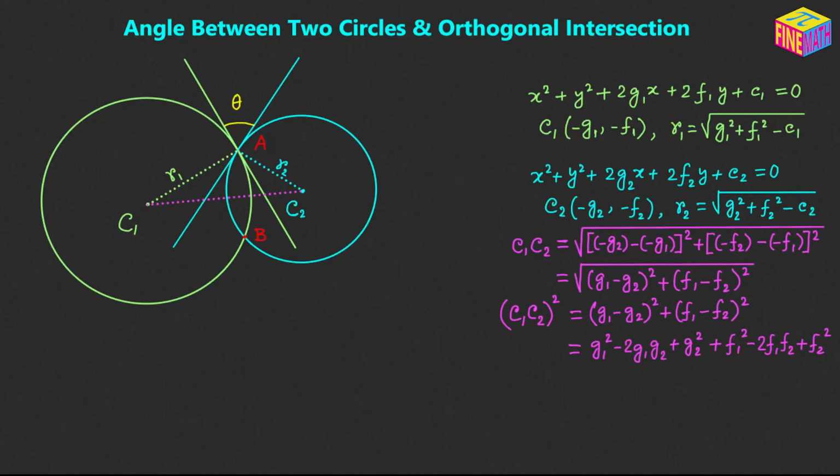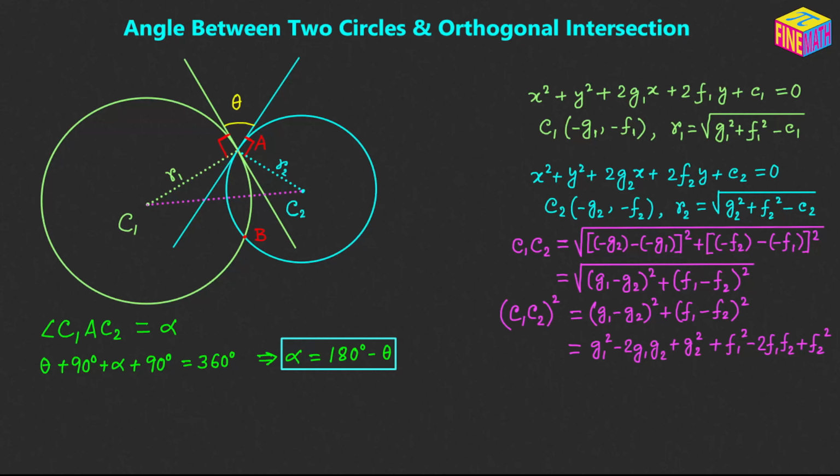Next, if we look at the angle C sub 1 A C sub 2, let's call it angle alpha. Then let's try to find out what the value of alpha would be in terms of theta. Now let's look at each of the circles. C sub 1 A, that radius will be perpendicular to its tangent, and similarly C sub 2 A, that radius will be perpendicular to its own tangent. So from here, can we write it like this? This is like the complete angle around the point A. And from here, if we find out the value of alpha, we can clearly see that alpha will be equal to 180 degrees minus theta.